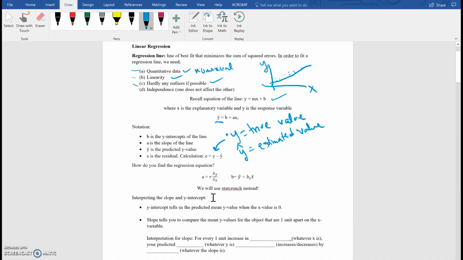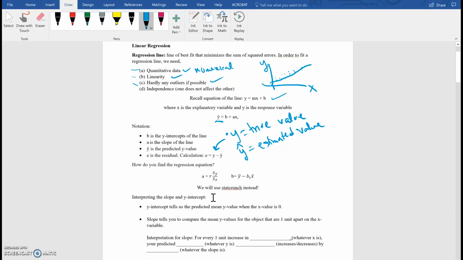So also some of the things that we spoke about in class was that the slope and the y-intercept have a physical meaning, right? The y-intercept tells us that the predicted mean y value is whatever it is when the x value is 0. So when x is 0, the y value associated with x equal to 0 is my y-intercept. My slope tells me the mean y values for the objects that are 1 unit apart on the variable.